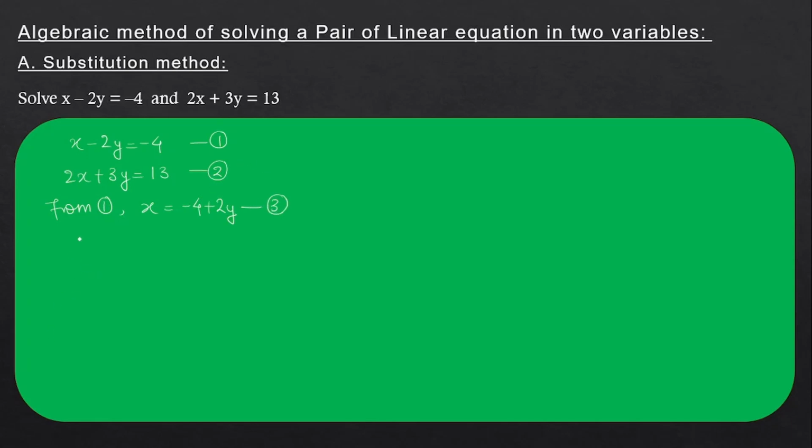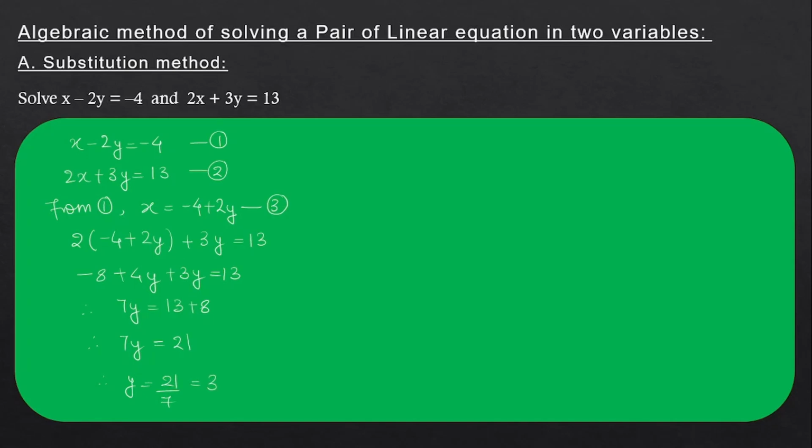That means we will substitute in place of x in the second equation: minus 4 plus 2y, plus 3y, is equal to 13. If I solve it further, when I open the bracket, I get minus 8 plus 4y plus 3y is equal to 13. Therefore, 7y is equal to 13 plus 8. Therefore, 7y is 21 and y becomes 21 by 7, which is 3.